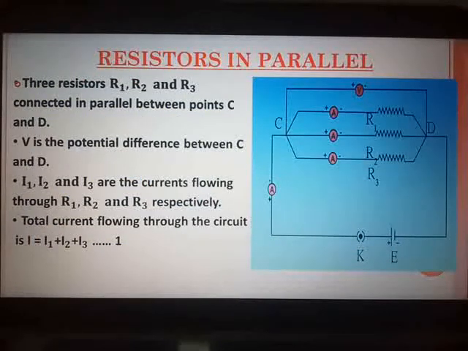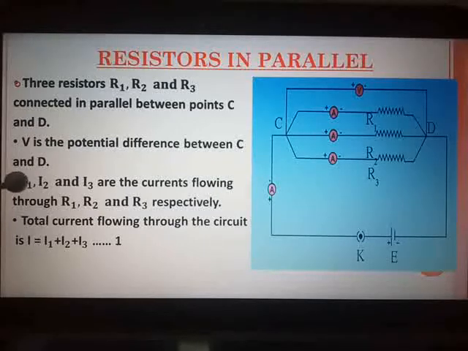Here you can see, resistors are said to be connected in parallel when their ends, this R1, R2 and R3, are connected at both sides, one upon the other. So here are the three resistors R1, R2, R3, connected in parallel between points C and D. The special characteristic of parallel combination is that the potential difference V remains constant. What was the case of series? Their current was constant. Here the potential difference is constant.